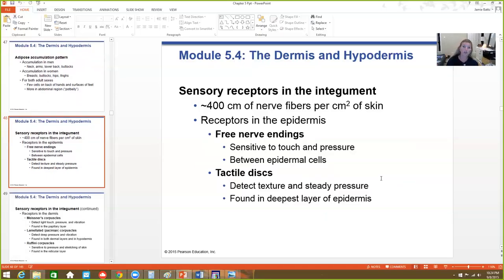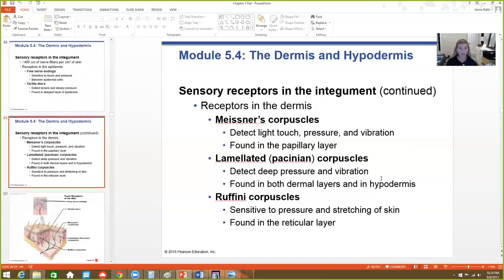You also have sensory receptors that are involved in your integumentary system. So you have free nerve endings, which are sensitive to touch and pressure, and those basically live in between the epidermal cells. And you also have tactile discs. These are for texture and steady pressure, and these are in the deeper layers of the epidermis. So let's look at some of these. You have Meissner's corpuscles. These detect a light touch. They're found in the papillary layer of the dermis. They can detect pressure and vibration as well.